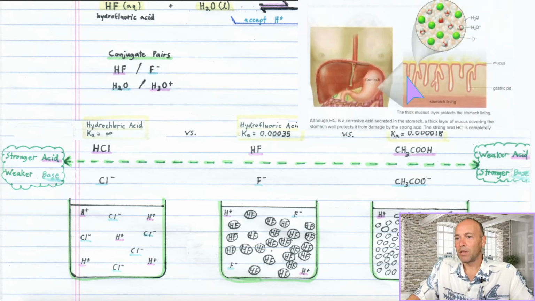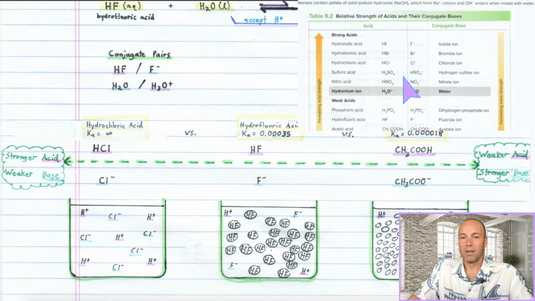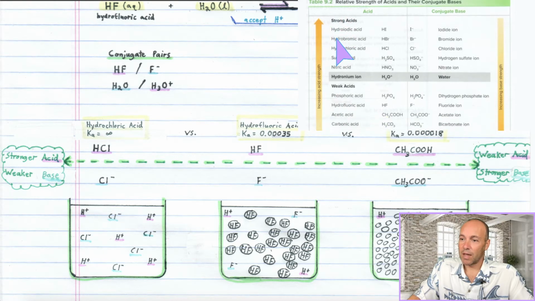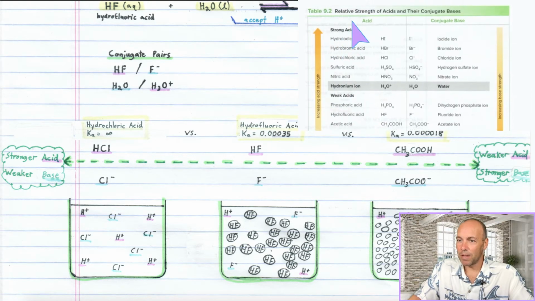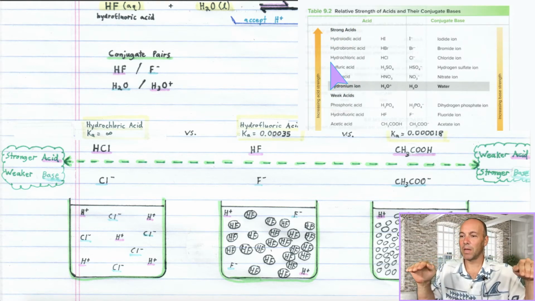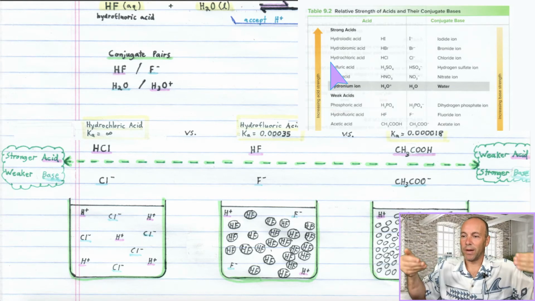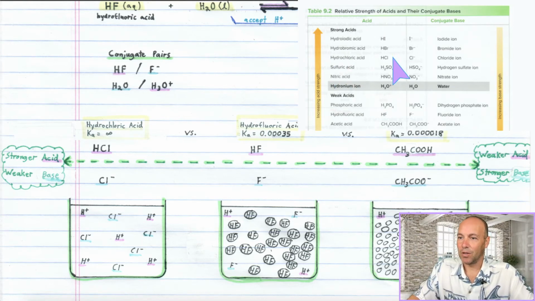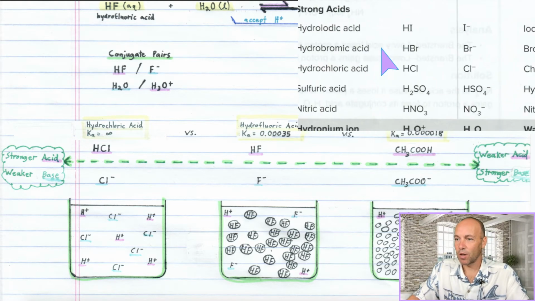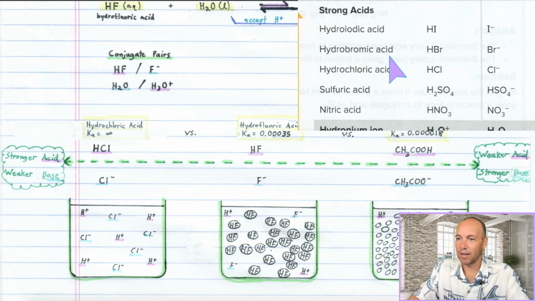Now, like we mentioned before, there is a range of acid strength, okay? And table 9.2 has a big list of acids, and it goes from strongest down to weakest. And so up here you have these 5 acids. They're all strong acids, and strong acids are kind of on the same playing field. All of them 100% ionize into solution. And so here they are, the 5 strong acids: hydroiodic, hydrobromic, hydrochloric, sulfuric, and nitric.